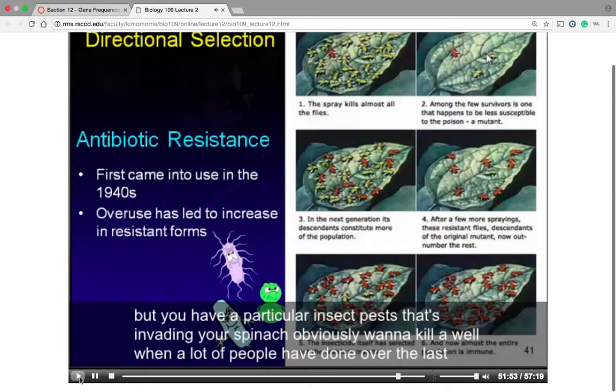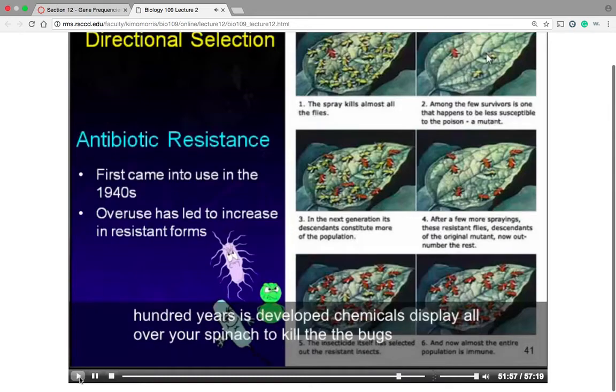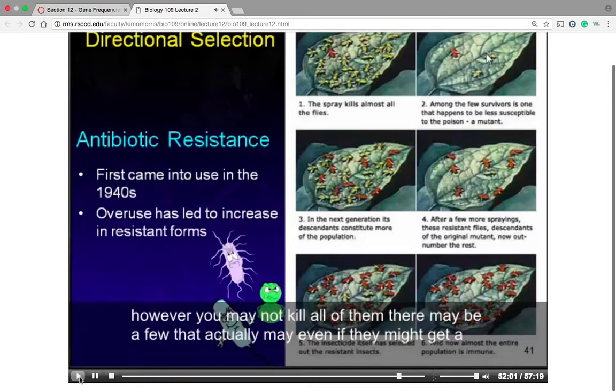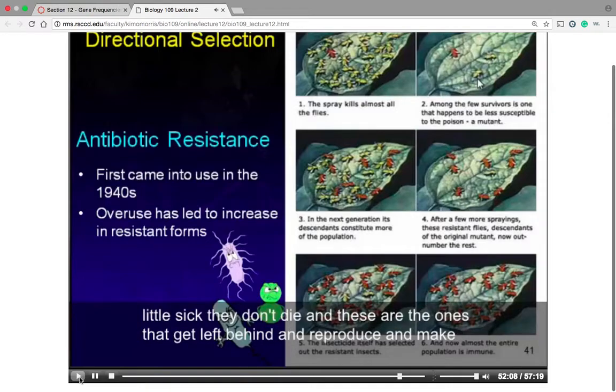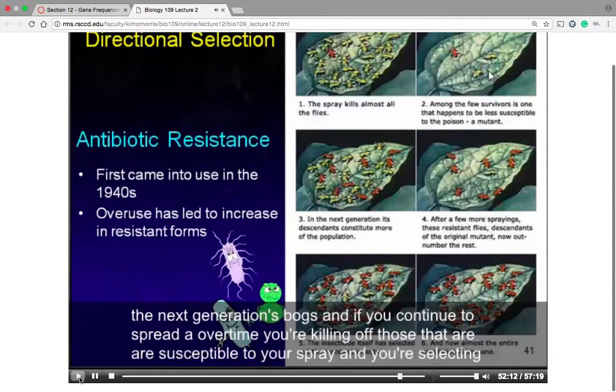Well, what a lot of people have done over the last 100 years is develop chemicals to spray all over your spinach to kill the bugs. However, you may not kill all of them. There may be a few that, even if they get a little sick, don't die. And these are the ones that get left behind and reproduce and make the next generation's bugs.